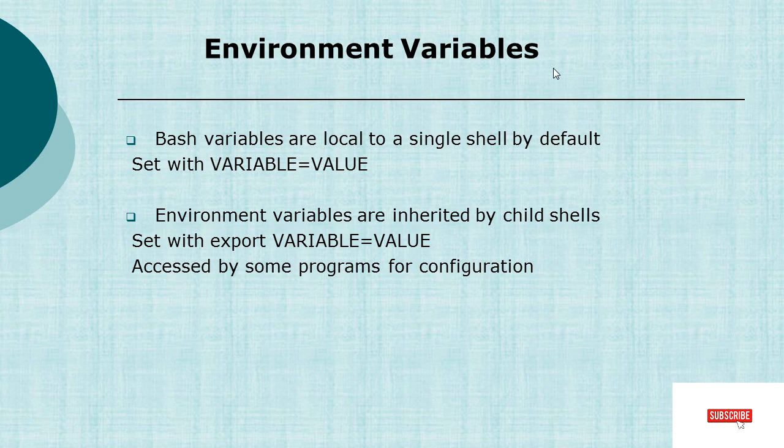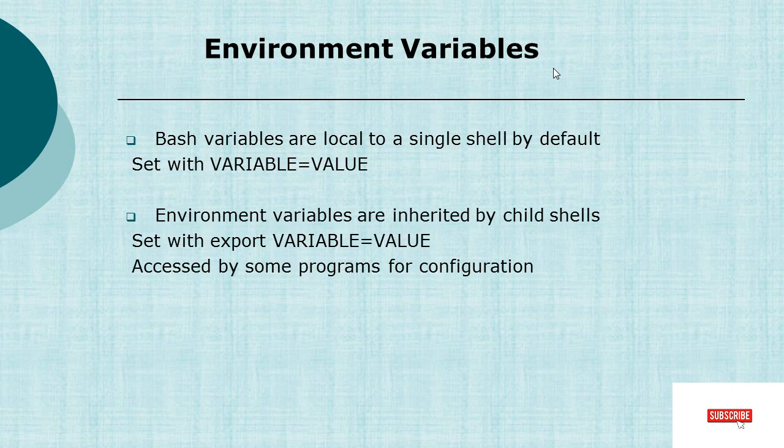So bash variables are, by default, used in a single shell, and to define any variable we use the command variable is equal to any value. Your variable could be any name, like a is equal to 10. Here a is your variable whose value is 10. In the next line, if you specify a is equal to 20, then your variable has been changed from 10 to 20. So these are your bash variables.